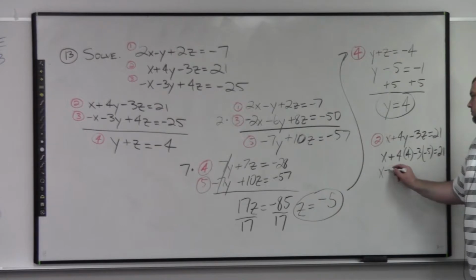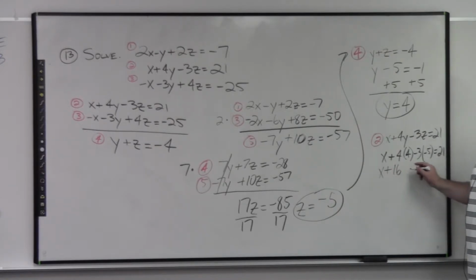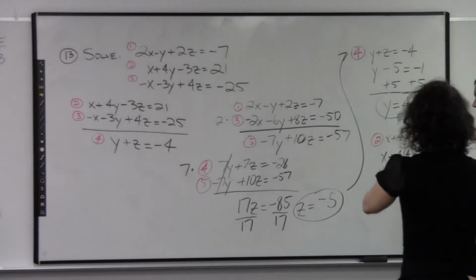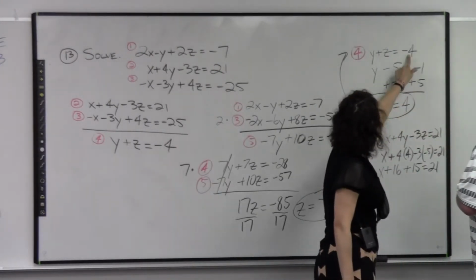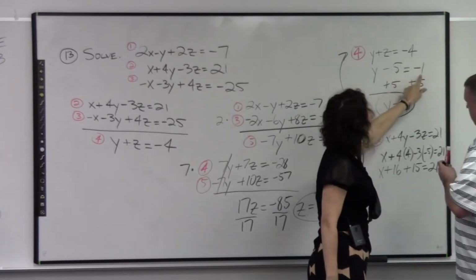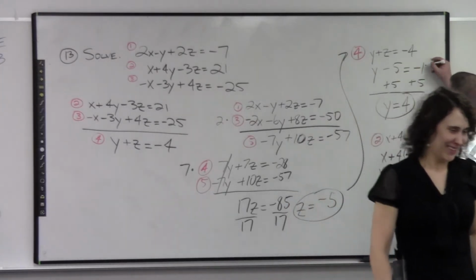What's 4 times 4? 16. -3 times -5? Did I mess up somewhere? I think so. They just now saw it. I think that you should actually copy. Oh, thank you. Thank you, thank you, thank you.